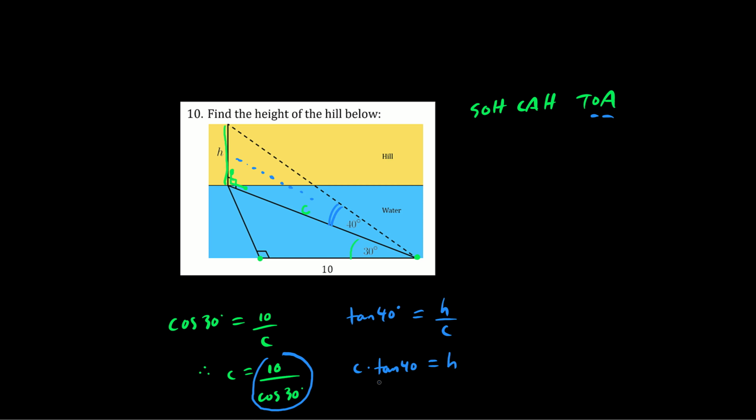So the final answer is simply going to be this multiplied by this expression. Being very careful using your calculator, we get the height of the hill as 9.69.